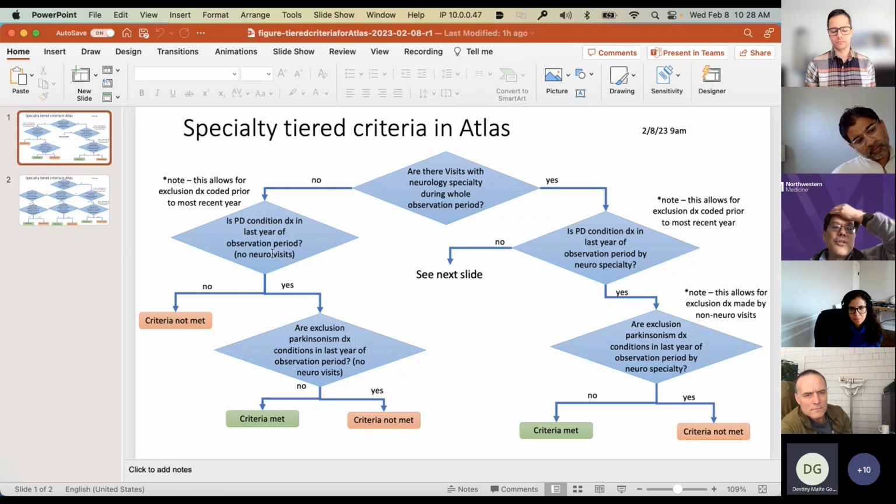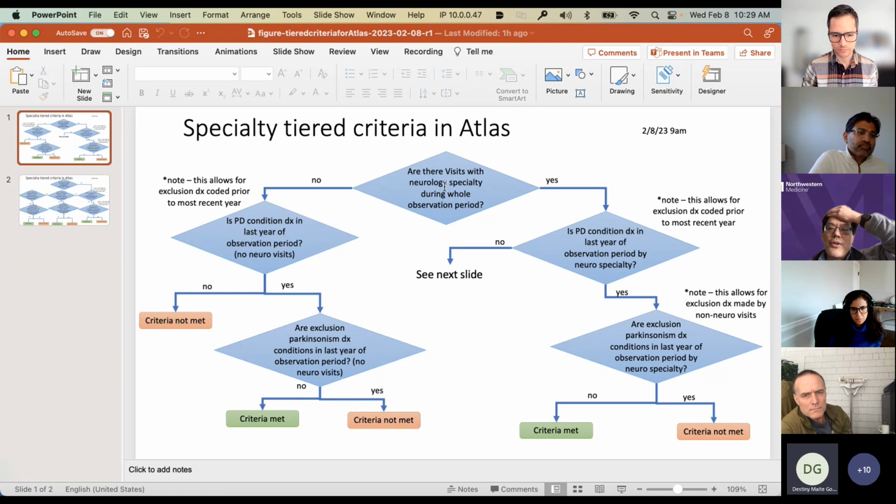And if the answer is no, the criteria are not met, actually I might revise this to be further, but if the answer is yes, there is a Parkinson condition in the last year of the observation for this person, then are there any exclusions, the same exclusions we previously applied, in that last year? If the answer is no, then you've met your criteria. If the answer is yes, then you're rejecting that one.